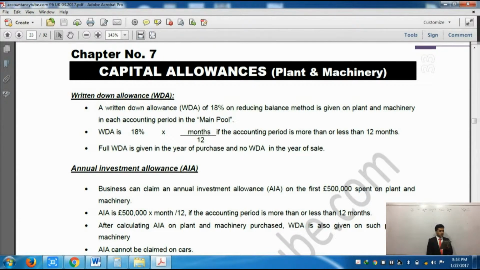It says there, a writing down allowance of 18% on reducing balance is given on plant and machinery in each accounting period in the main pool. There will be different pools when we calculate the depreciation for taxation. When we calculate the capital allowances, there will be a main pool, a special rate pool, and so on. It is talking about the main pool. So as far as writing down allowance is concerned, 18% depreciation will be calculated on the reducing balance method.